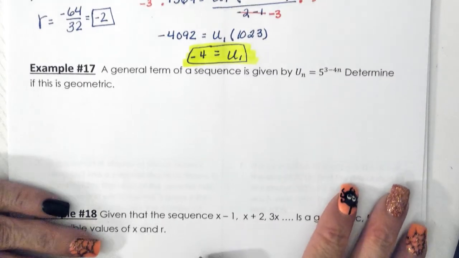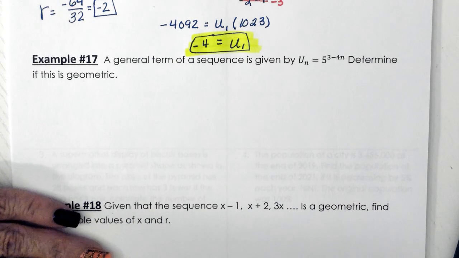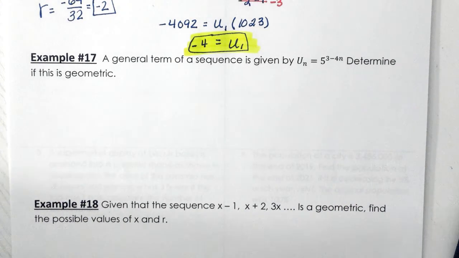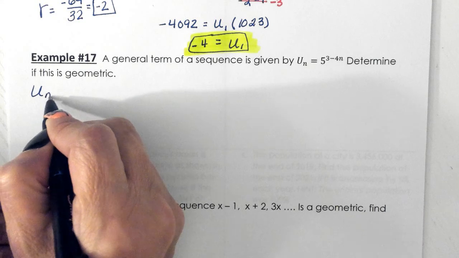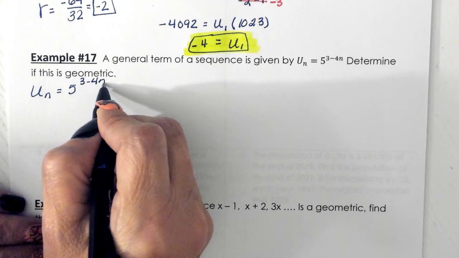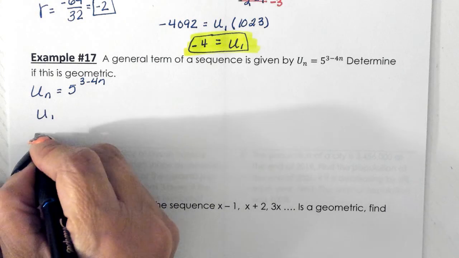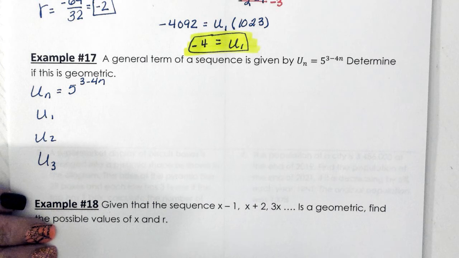All right, the general term of a sequence is given by that. Determine if this is geometric. Well, if it's geometric, I probably just need to do u sub 1, u sub 2, u sub 3, etc. So here we go. u sub n equals 5 to the 3 minus 4n. All right, let's figure out u sub 1, u sub 2, u sub 3. If we can do these three, then we'll probably be pretty good.